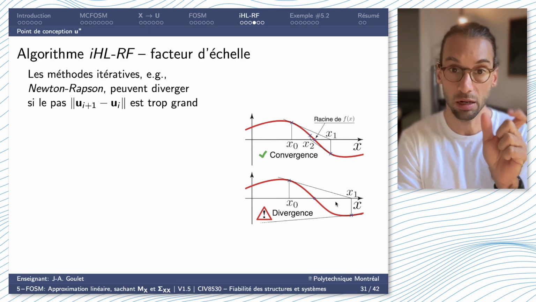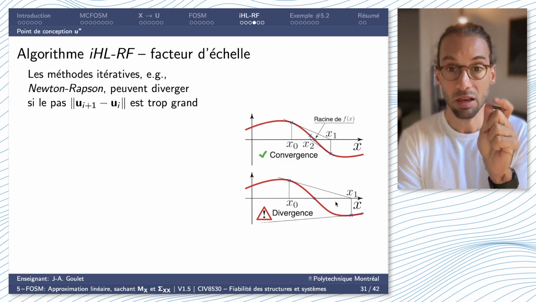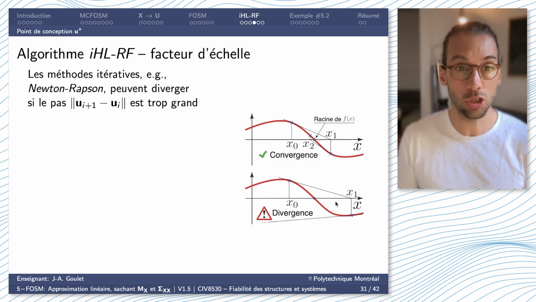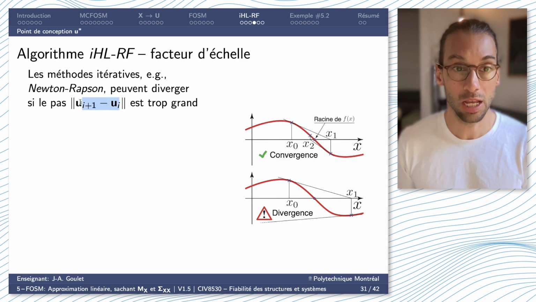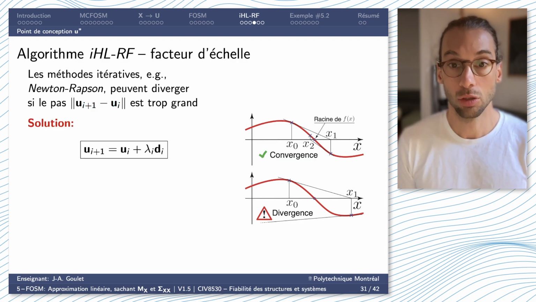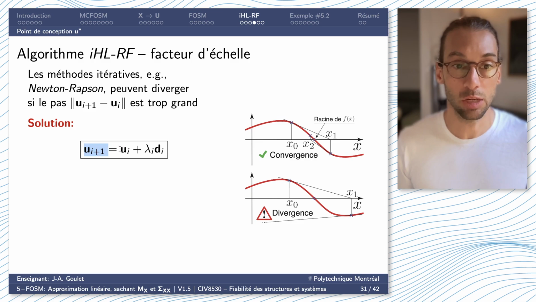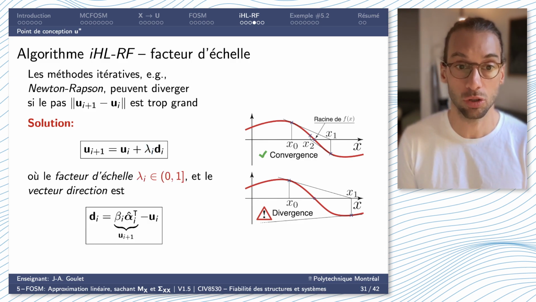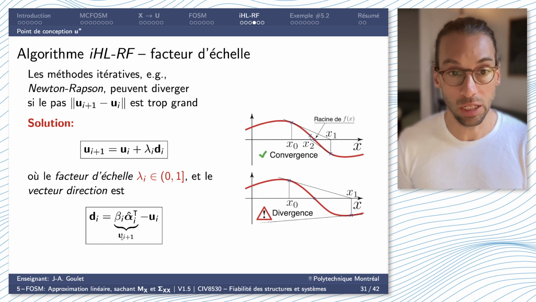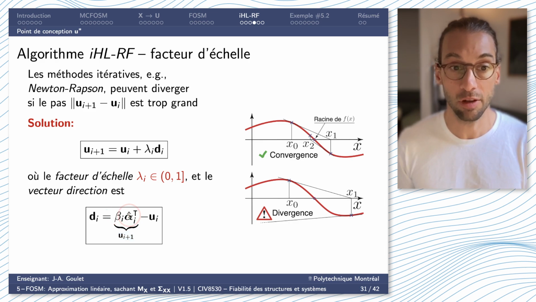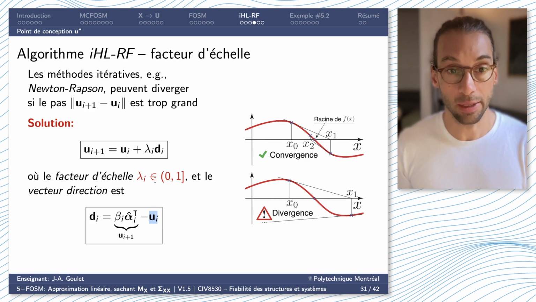So what I want to illustrate with this example is that in these iterative approaches that rely on linear approximation to find specific values of functions, if the difference in two successive evaluations is too large, it's possible that we may diverge and not converge to the right solution we're looking for. So a solution to prevent this from happening is to say that my next design point is going to be my current design point plus a lambda factor times a direction of search, where simply the direction of search is going to be the difference between the solution that is directly computed by multiplying beta times alpha minus the current design point, where lambda is going to be a factor between 0 and 1.